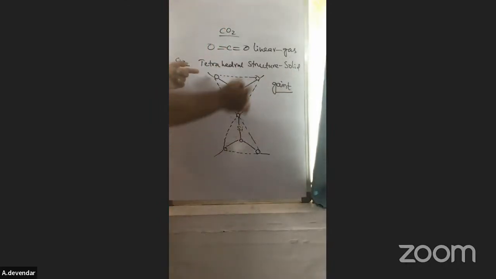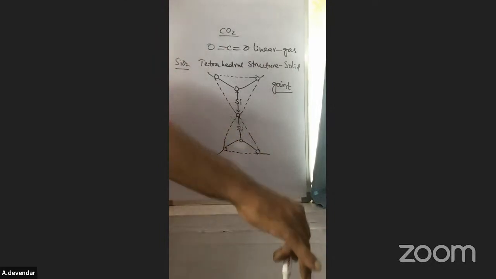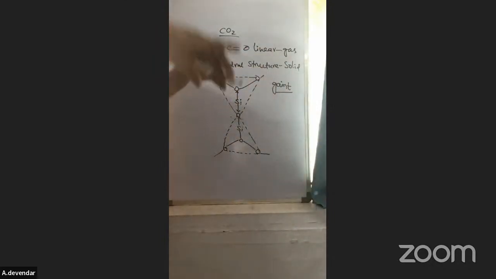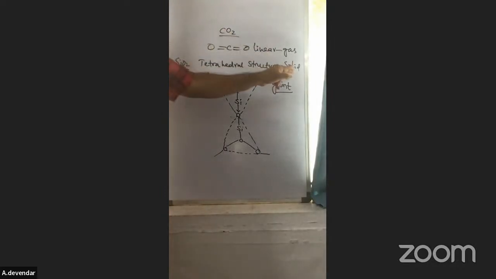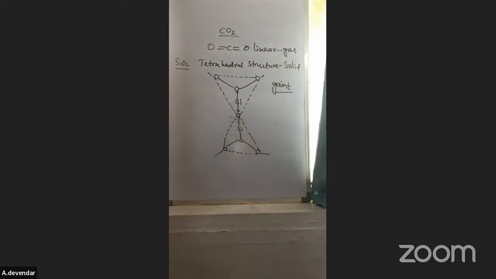Again, the bonds are open. You can draw the structures every time. The silica is going on like that. In between, the silicon molecules are linked with these oxygens, so we get silicon dioxide again linked with the silicon molecules. It is a giant-like structure. It is a tetrahedral nature. That's why silicon dioxide is a solid in nature.